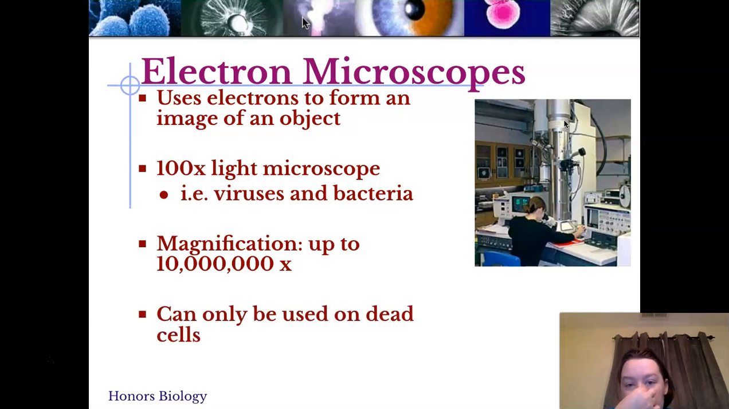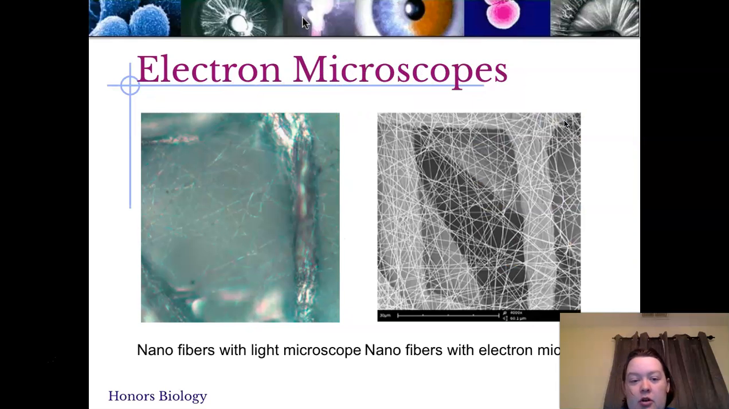And these can only be used to view dead cells. So the cells have to be dead in an electron microscope. Here's an example of something you might see using an electron microscope. It can help you see the little nano fibers. So this is the light microscope versus the electron microscope. Again, you can see much, much finer detail with the electron microscope than the light microscope because it zooms and magnifies much, much larger.